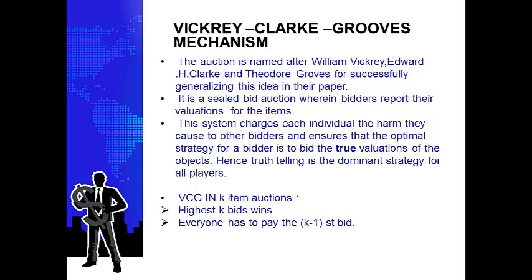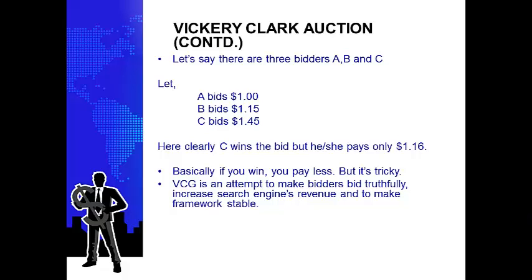In order to avoid this strategic bidding, there was a proposal for Vickrey-Clarke-Groves. In the data which we had, we don't have the Vickrey-Clarke-Groves data. But what that basically is, suppose there are 3 bidders A, B and C. A bids $1, B bids $1.15 and C bids $1.45. Here clearly C wins the bid, but he or she pays only 1.16.